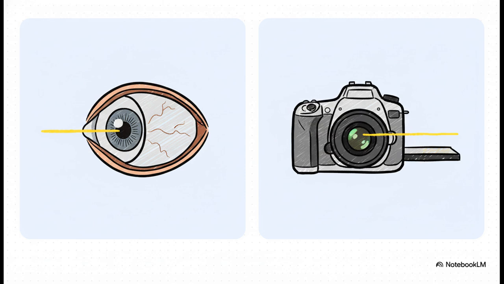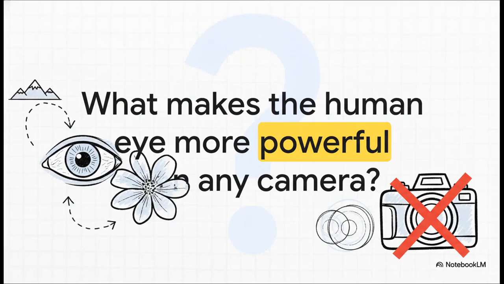So to start, let's compare our eye to something you all know very well, a camera. You see, they both work on a very similar principle. A camera forms a picture on a light-sensitive film, right? Well, our eye does the same thing, forming an image on a light-sensitive screen inside it, which is called the retina.